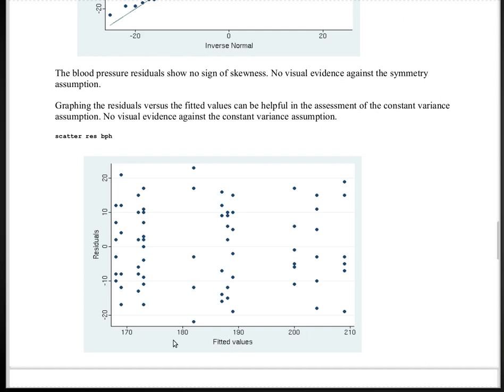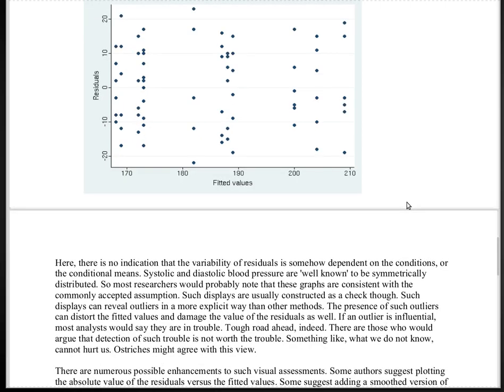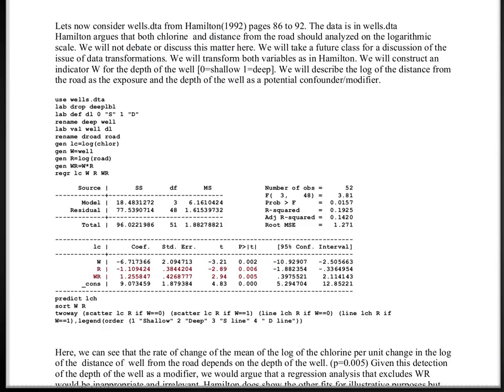And I'm just showing you here one in which all seems to be well. No apparent trouble. Okay. So there is no indication that the variability of residuals is somehow dependent on the conditions. Okay, it does turn out that blood pressure is one of those commonly taken measurements that is at least symmetrically distributed, as I've noted. All right, now let's take a look at a second example.